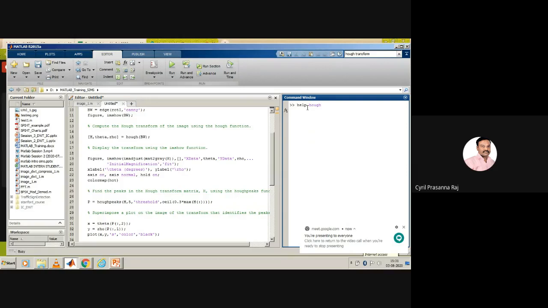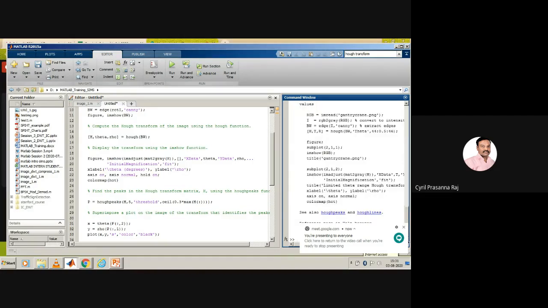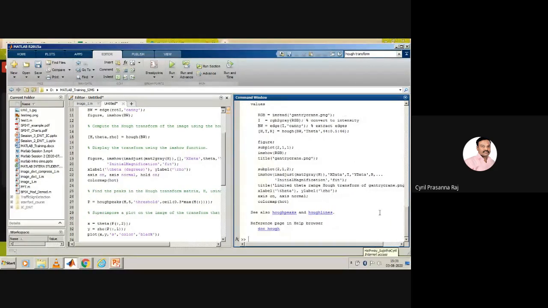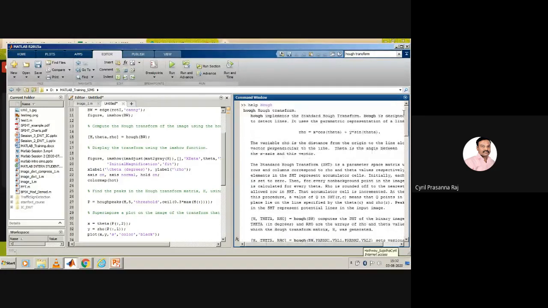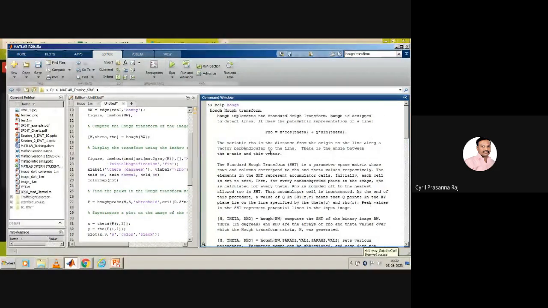Hough. When I type this, to understand what Hough transform is, MATLAB has an inbuilt function called Hough transform. I can now open this, and then you will be able to understand what this Hough transform is. The clear discussion is basically given in the MATLAB help file.